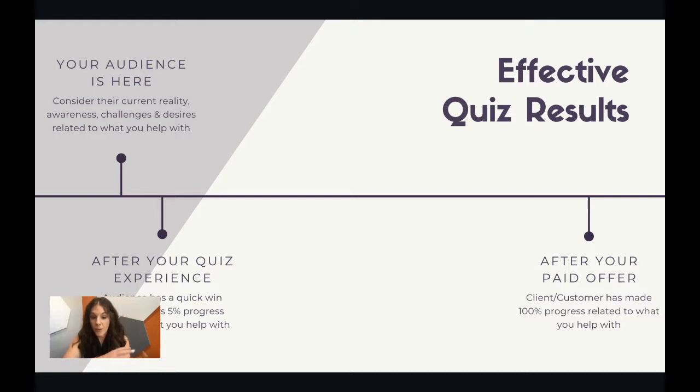Now, the best way to determine what your quiz result should be, or how you're going to help your audience by creating a great quiz result for them, is to think about what 5% further on that journey looks like, from where they are now to where they'd be after experiencing your offer. What's about 5% on that journey? The first 5%, what does that look like? What could they accomplish or understand that would move them forward just that little bit and give them a quick win? That's really what you want your quiz results to be able to deliver for them.